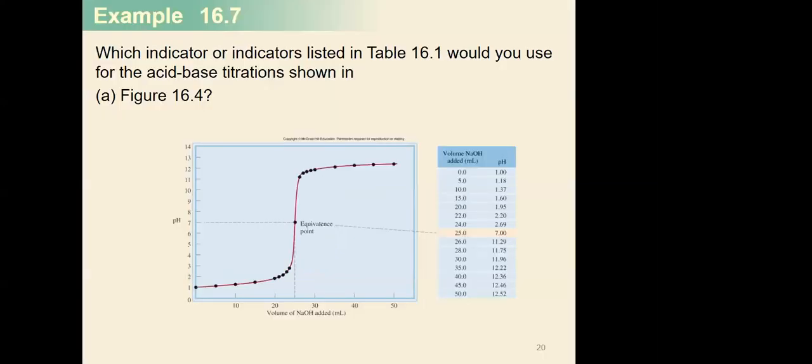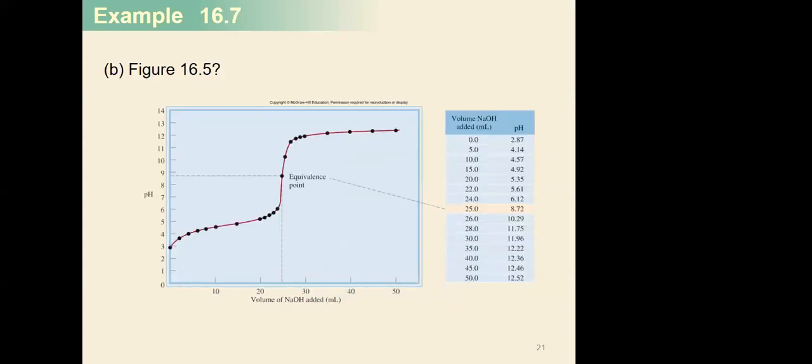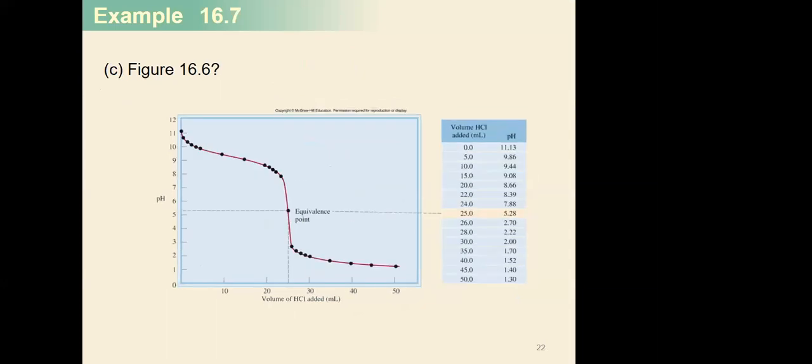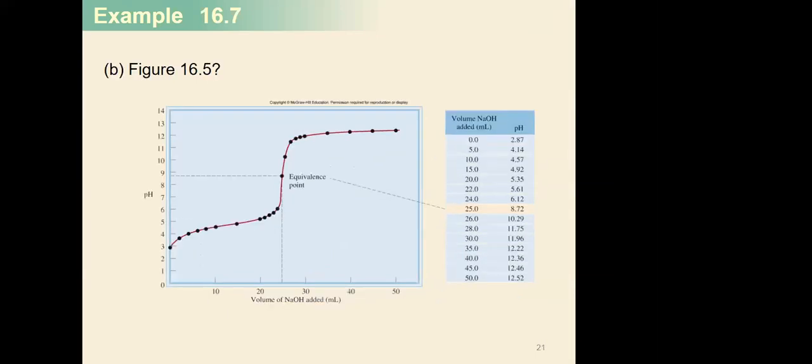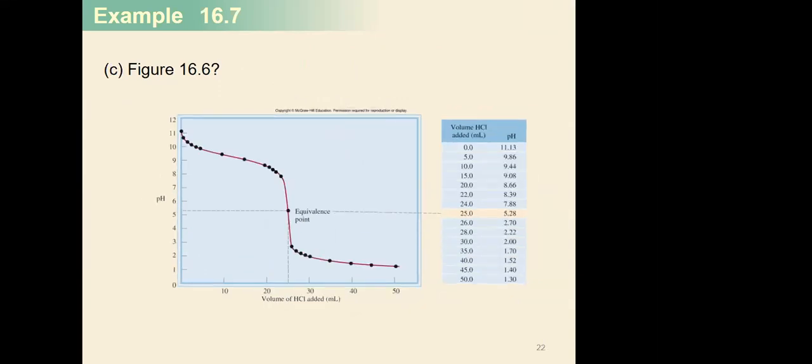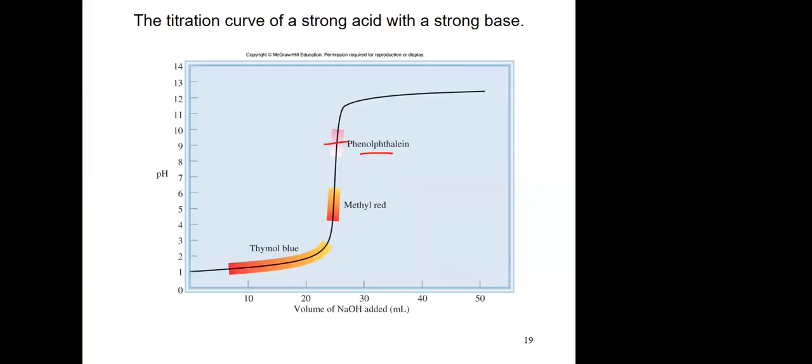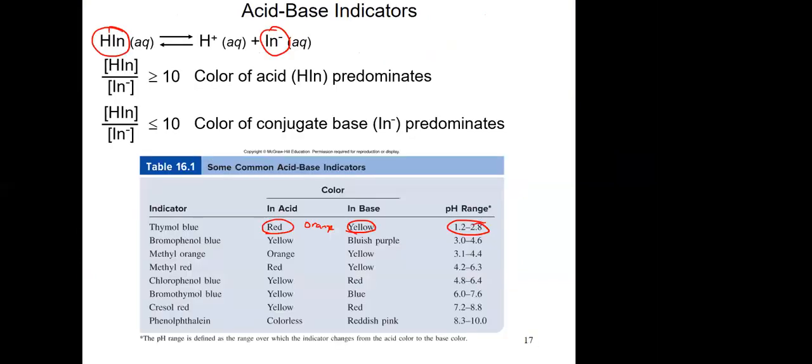So the question now: what indicator are you going to use here, and also here, and also here? So this is a strong acid, strong base titration, a weak acid, strong base titration, and a weak base, strong acid titration. So try to use the table here to determine what indicator you're going to use. I'll give you time to think before we go back. Okay, 2 minutes.